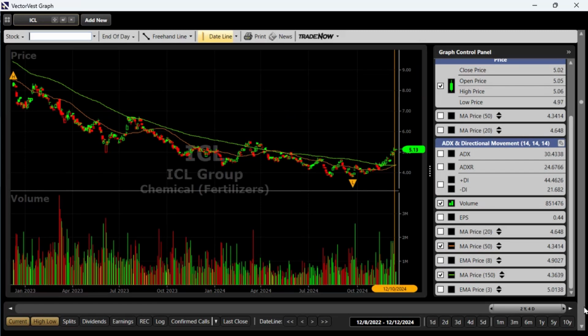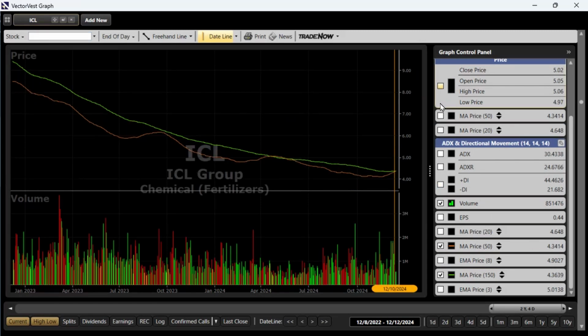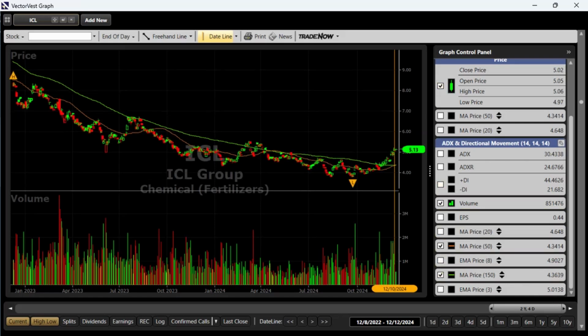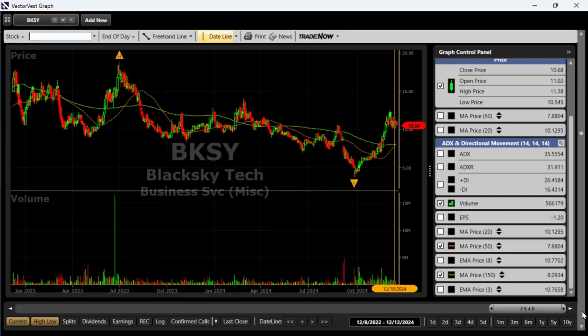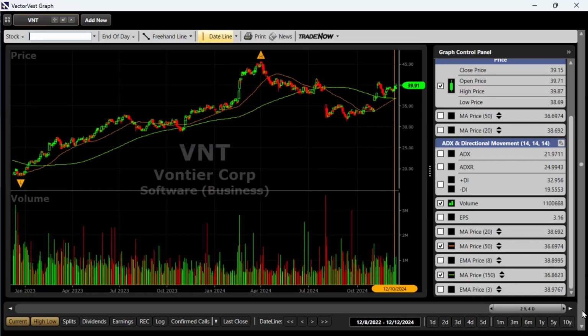Here's ICL. Wow. If I take off price, you can see the bullish crossover here. I'd wait for a little bit more upward momentum before I would take an investment like this. But you're getting a new bullish crossover here with ICL. Nice bottom fishing opportunity. Just keep going through.